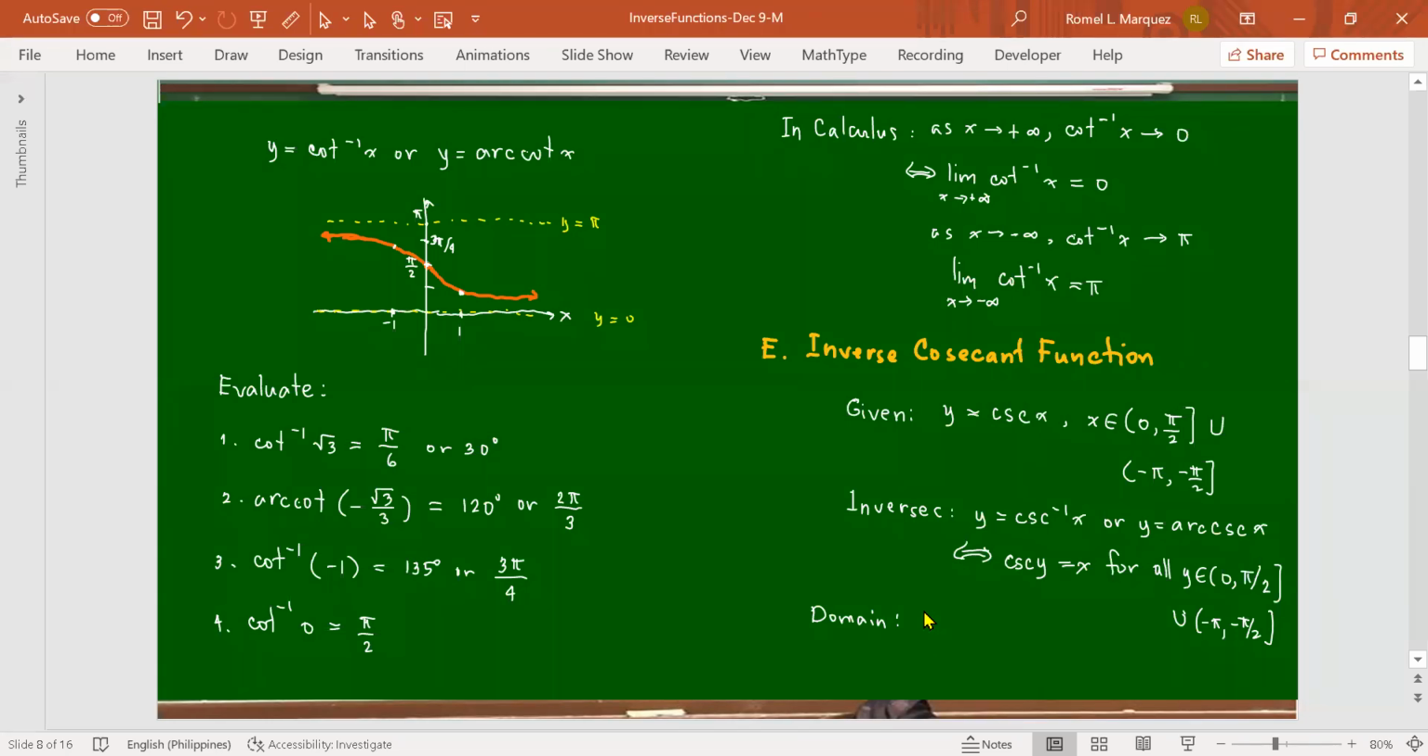Ano ba yung range ng cosecant? Ang range is negative infinity to negative 1, union with from 1, including 1 to positive infinity. So that's the range for cosecant, which is the domain for the inverse. And for the range, of course, we defined that. We agreed on that. Open interval 0 to pi over 2, open from the left, union with open interval negative pi to negative pi over 2, open from the left, no? Yeah, that's it. Okay, guys? Any question?